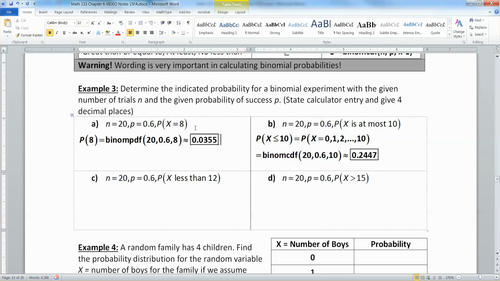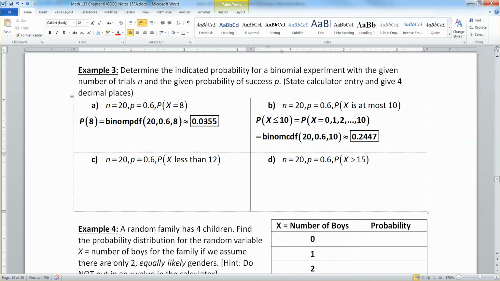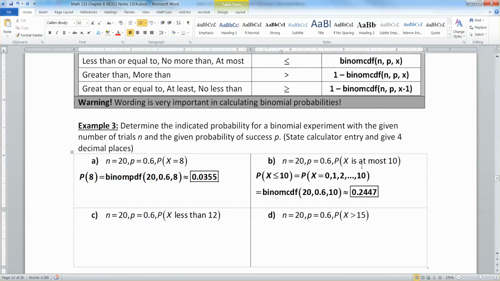And there we have it. So this one on the left for an exact one is PDF, Binompdf, whereas the one over here is a less than or equal to. That's what CDF does. CDF does 0 up until the number you tell it to stop. All right, so let's do another one now.